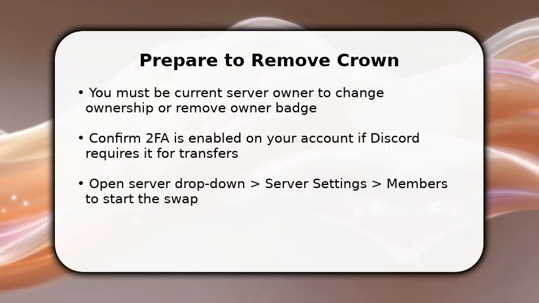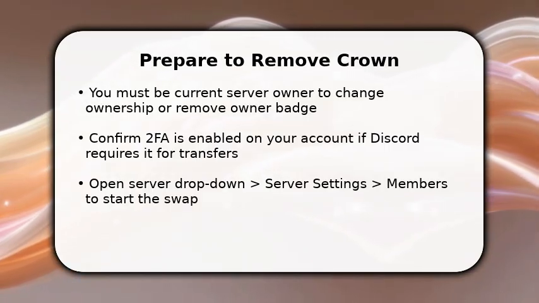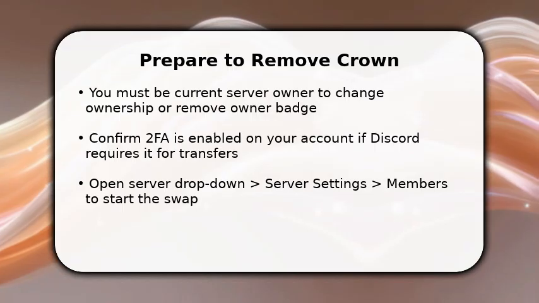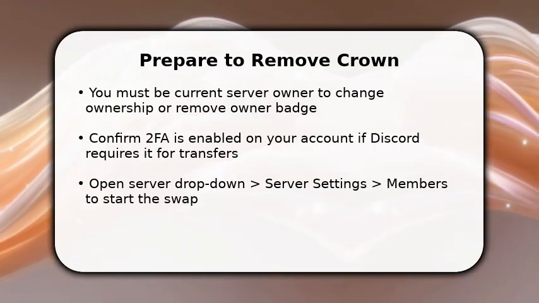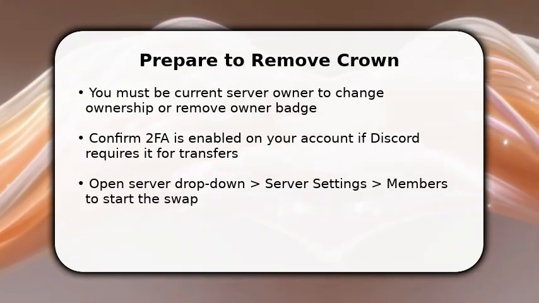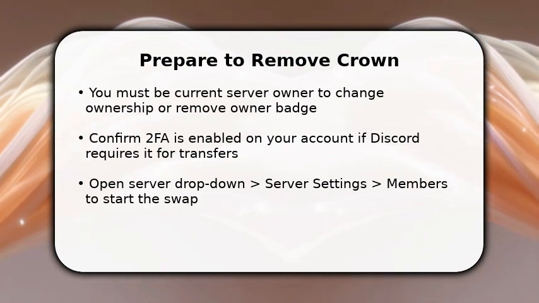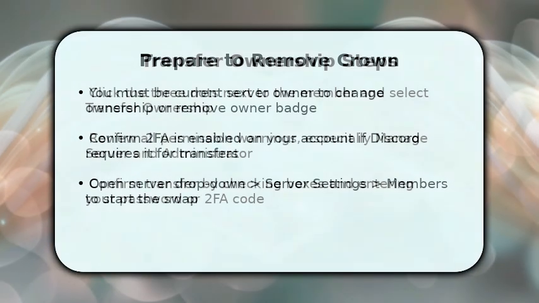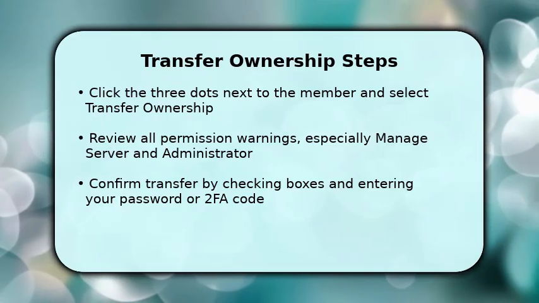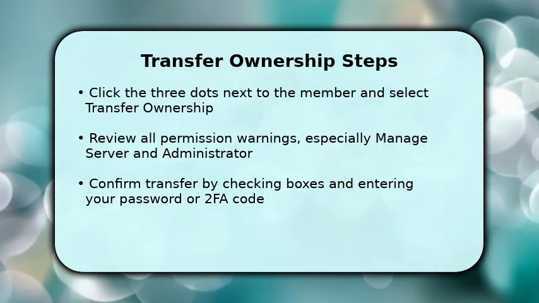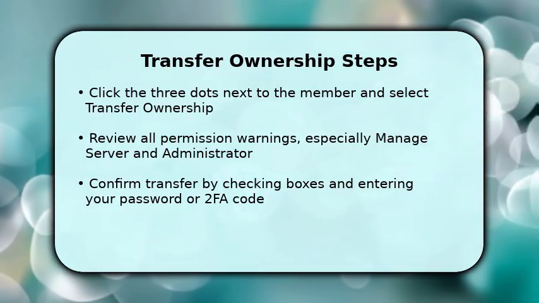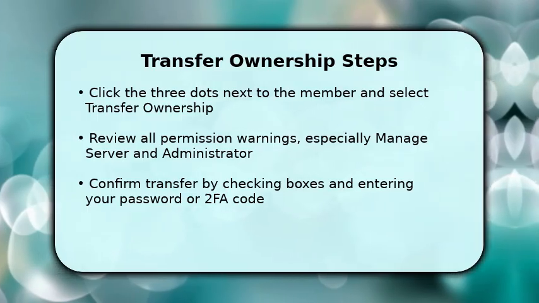From there, locate the member you want to make owner. Make sure to review their roles and permissions first, because ownership trumps roles and affects bot access. Continue the process by performing the actual transfer, which removes the owner crown from the current account and assigns it to another member. Once done, click the 3 dots beside the target member in Members, then select Transfer Ownership.